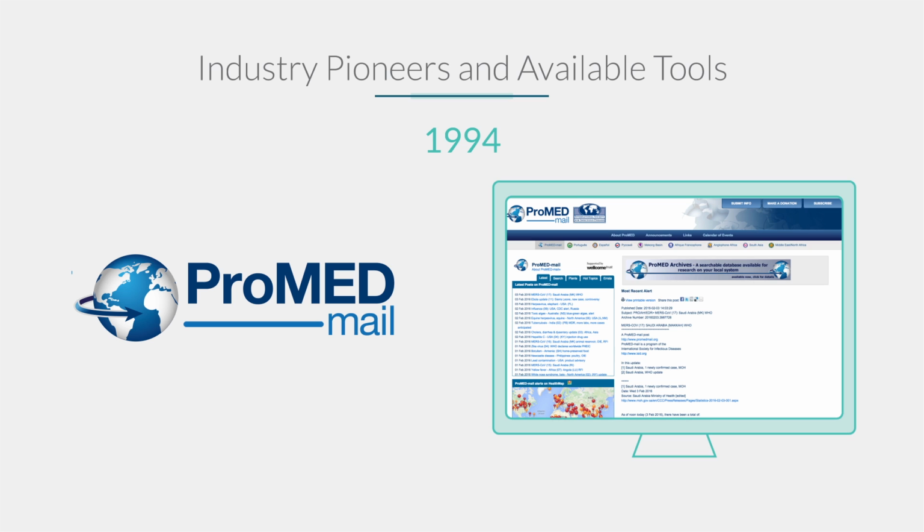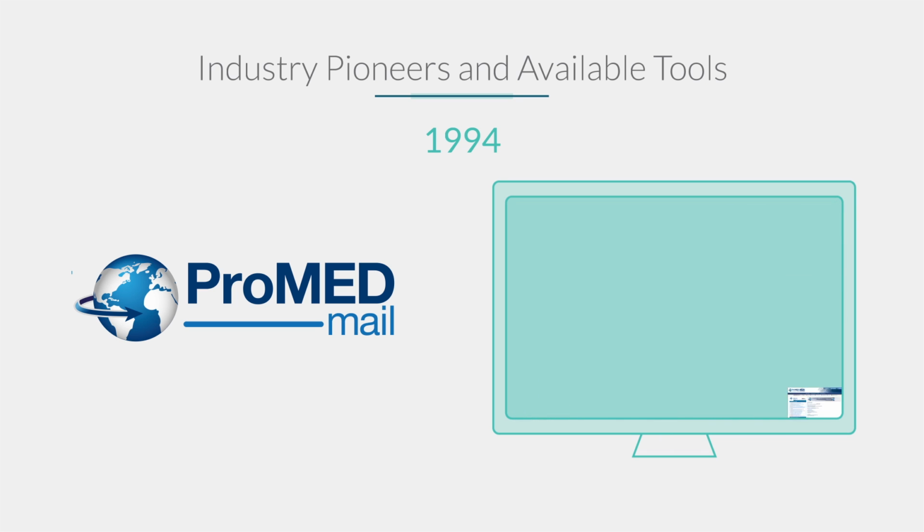1994. ProMed Mail, or ProMed, is a moderated electronic outbreak and event reporting system. ProMed monitors emerging and re-emerging infectious diseases and toxic events globally. It emphasizes the One Health approach, as it reports on plant, animal, and human diseases.